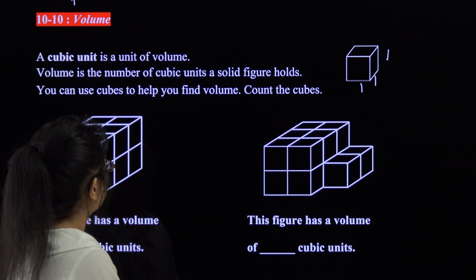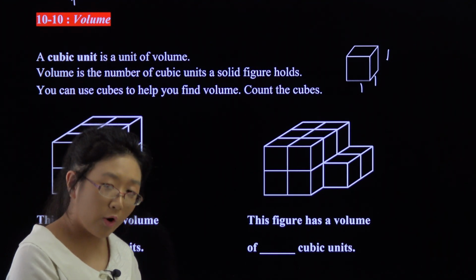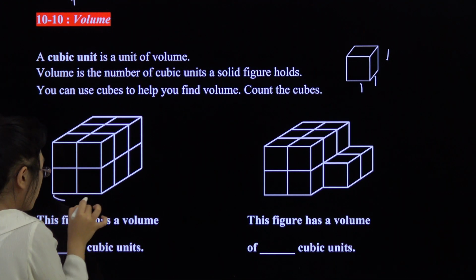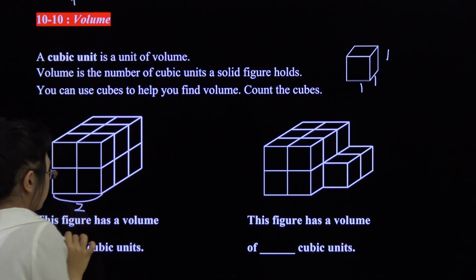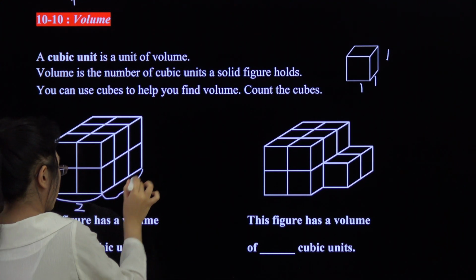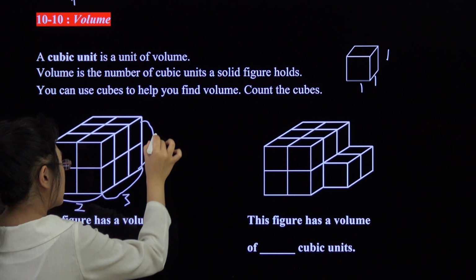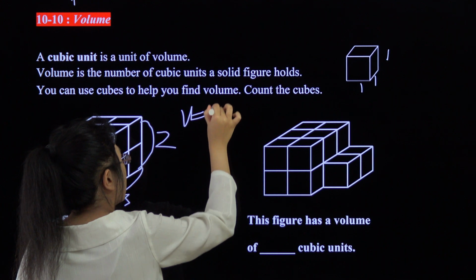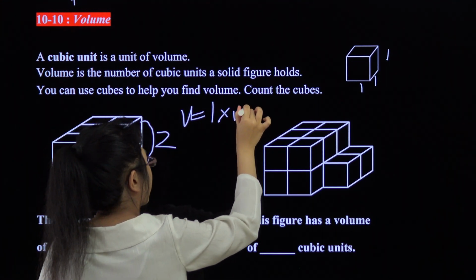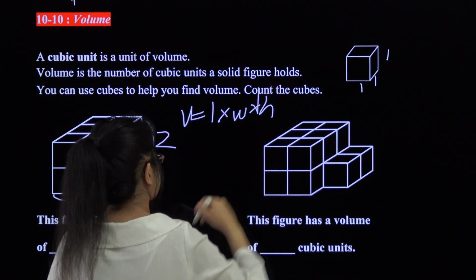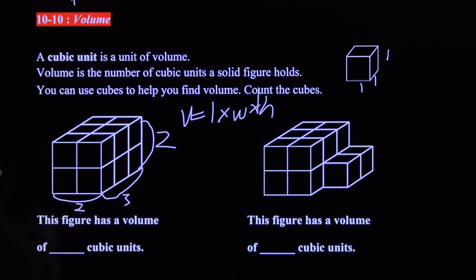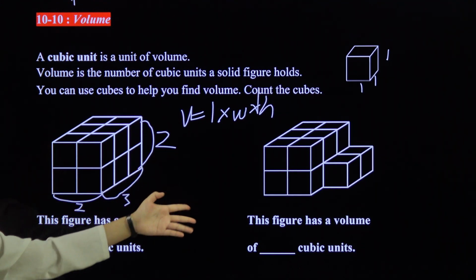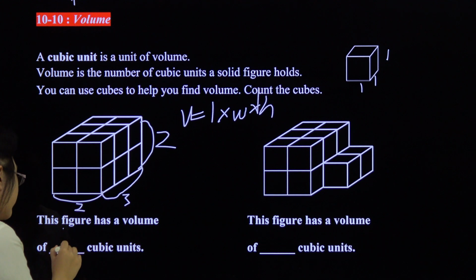You can use cubes to help you find volume, and you can count the cubes, or you could just use multiplication if it's a regular shape like this. So it has 2 as the length, 3 as the width, and 2 as the height. So volume is really just length times width times height. This figure has a volume of 2 times 3 times 2. 2 times 3 is 6, 6 times 2 is 12.